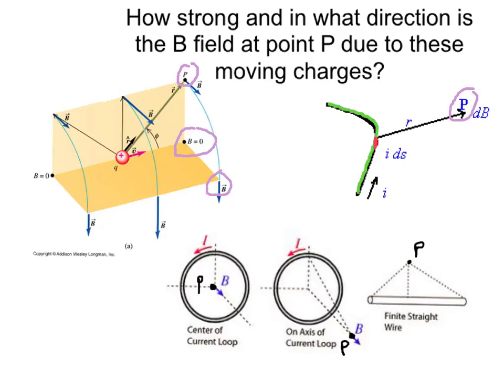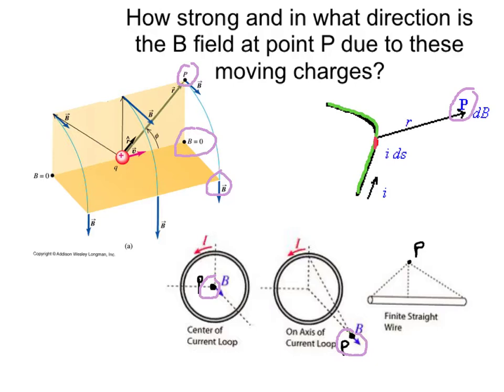And then down in the bottom we've got a couple of loops of wire. Those are still moving charges, but what we have here are actually complete loops where we might have current flowing around them. If we put a point P at the very center of the loop, or even move that point P off the actual plane of the loop but still on the center axis, we could say how strong is the field at those points.